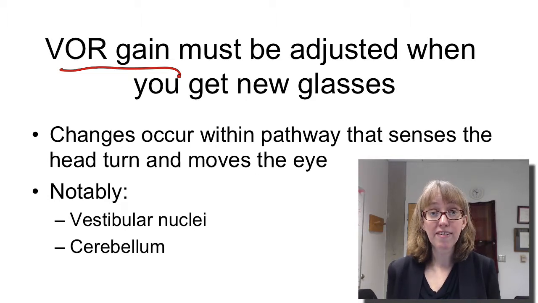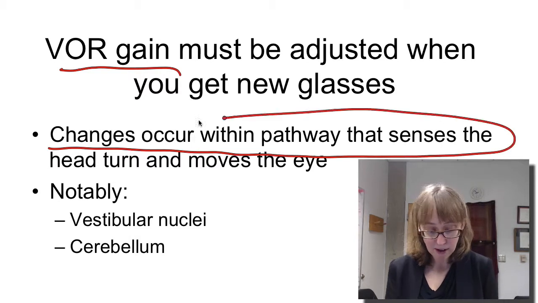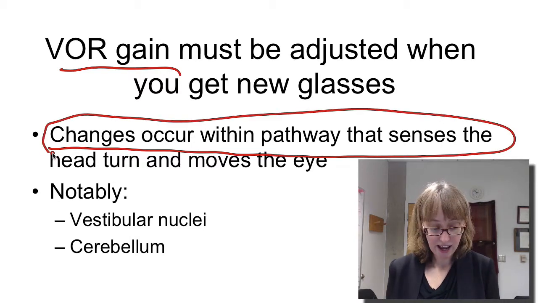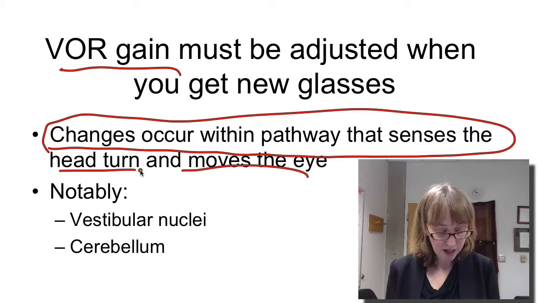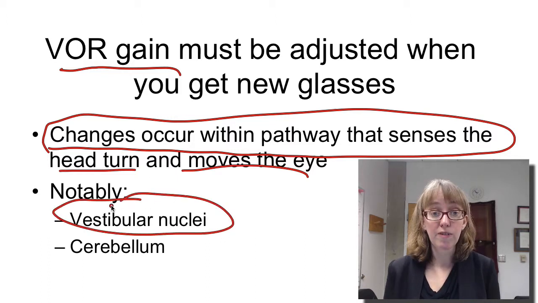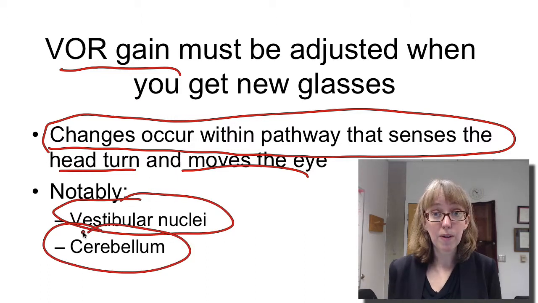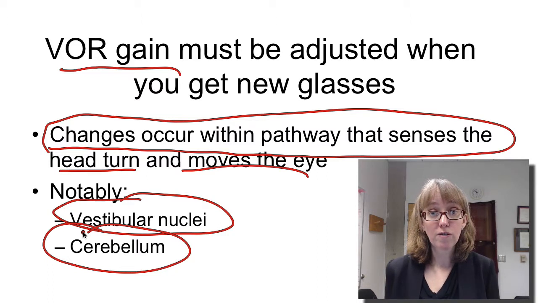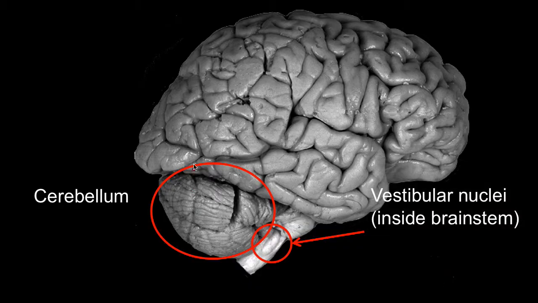And researchers have investigated where in the brain these changes occur. How is it that the gain of the VOR is adjusted under these circumstances? And the important thing that has been discovered is that these changes occur within the pathway that senses the head turn and accomplishes the movement of the eyes. In particular, the changes seem to occur in the vestibular nuclei and in the cerebellum. And both of these structures are involved in sensing head turn and in accomplishing eye movements. This is the cerebellum here, and the vestibular nuclei are located inside the brainstem, which is right here.